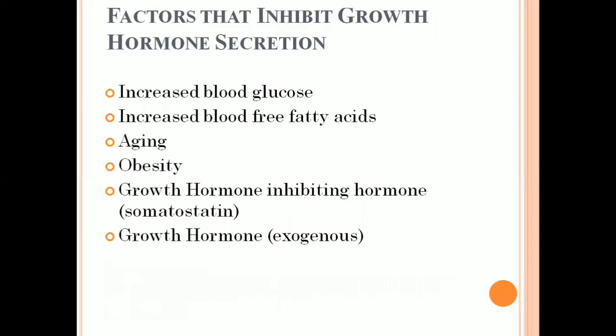Next, moving on to the hormones that inhibit growth hormone secretion. Whenever there is increased blood glucose level or blood free fatty acids, growth hormone secretion is decreased, and in aged persons and in obese persons also, growth hormone secretion is low. And whenever the hypothalamus secretes growth hormone inhibiting hormone, that is somatostatin, growth hormone secretion decreases, and exogenous growth hormone administration will also decrease growth hormone secretion.